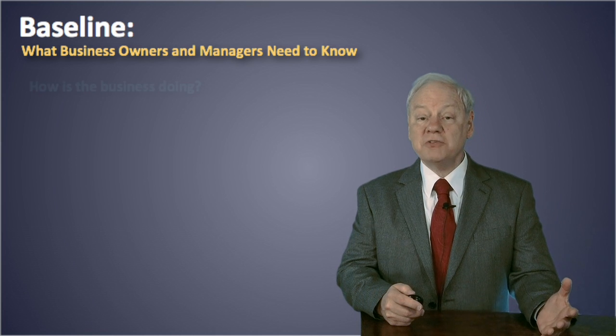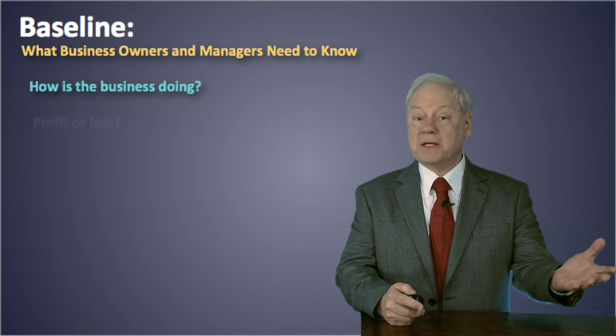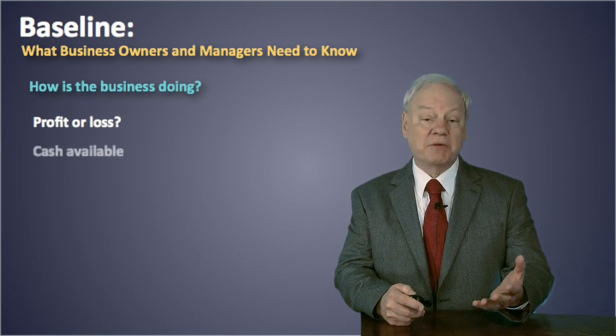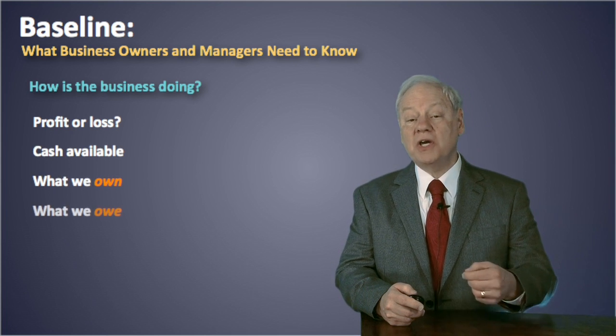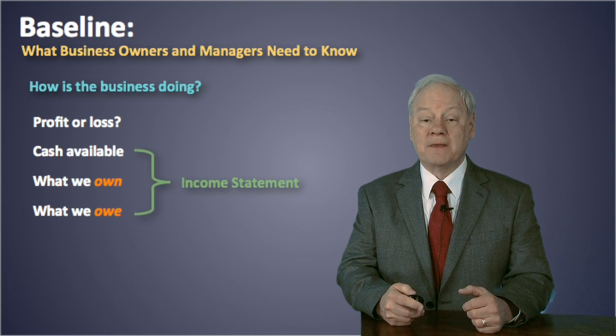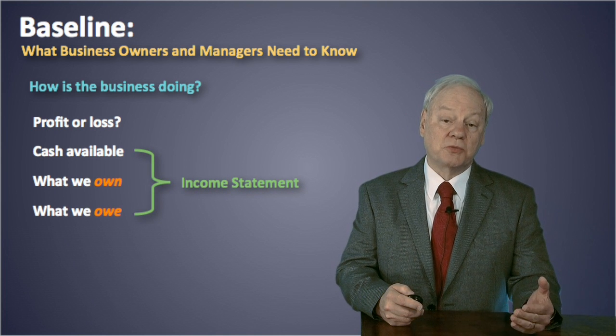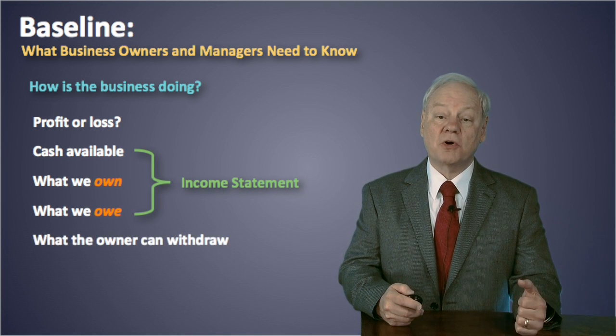So what do business managers and business owners really need to know? Well, first of all, how's the business doing? I mean, is it operating at a profit or is it a loss? How much cash is available? And then what do we own and what do we owe? What liabilities do we have? And really, a lot of times, the most important thing is to figure out what the owner can withdraw.